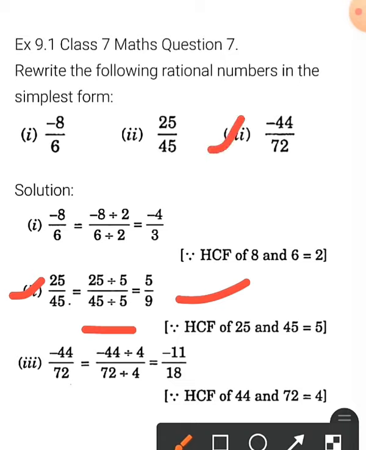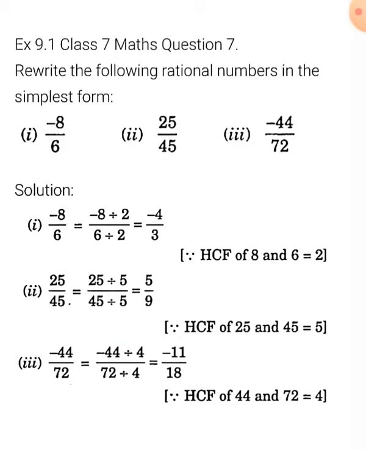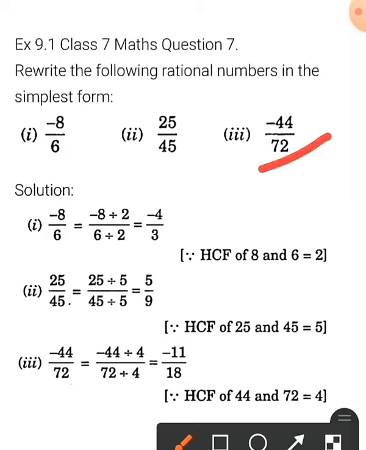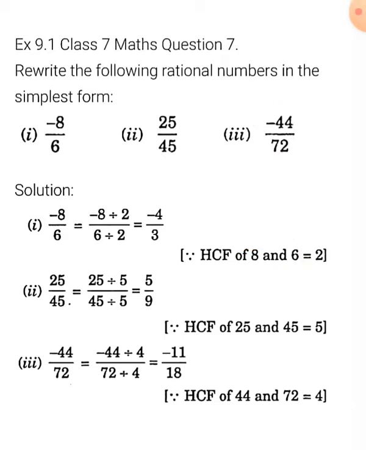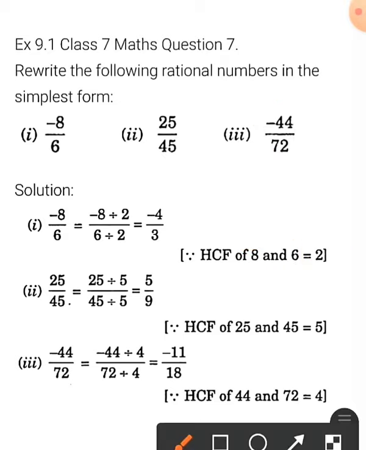Now we will see the third one. Third one is minus 44 upon 72. Again you can start cancellation with 2, you can start cancellation with 4, you can start with any number whichever is possible. तो यहाँ पे आप 2 से भी start कर सकते हो, 4 से भी start कर सकते हो cancellation. दोनों 4 के टेबल में भी आएगा और 2 के टेबल में भी आएगा. So you can start with whichever number you are comfortable.